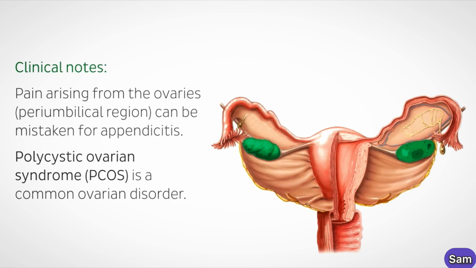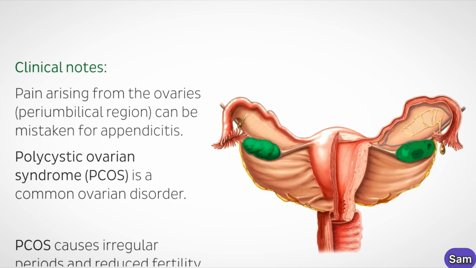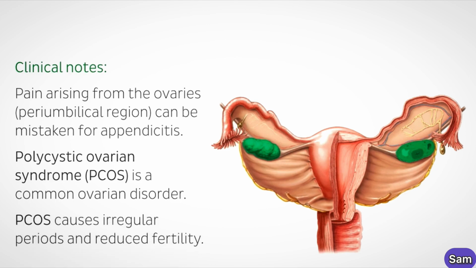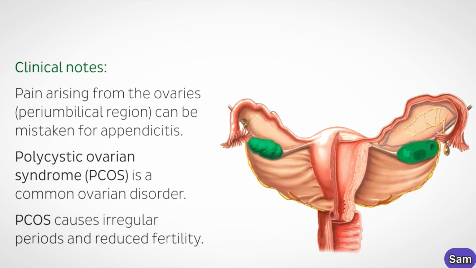The exact causes of polycystic ovarian syndrome are still unknown, though it usually occurs within women of reproductive age and can result in long-term complications such as heart disease and type 2 diabetes. And other symptoms of PCOS include irregular menstrual cycles and reduced fertility.